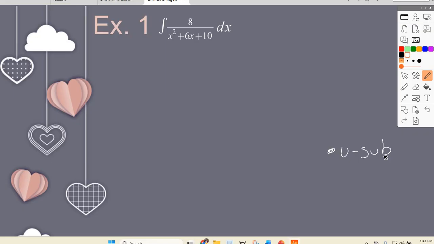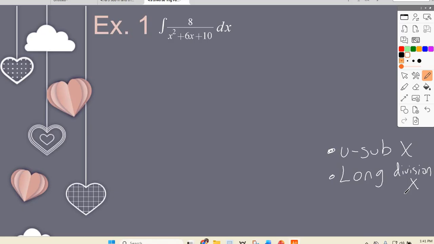Yeah, it would need to be the denominator. But if I make that my u, what's my du? 2x plus 6. Do I have an extra 2x plus 6 hanging out? No. So I can't use u sub. Can I use long division? No, why not? Yeah, because the top is not bigger than the bottom, so I also can't use long division.